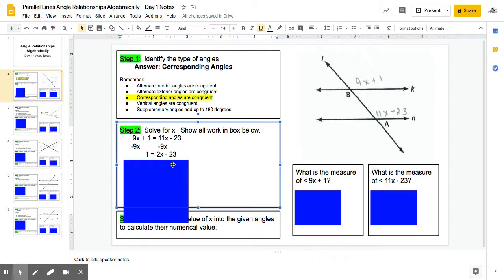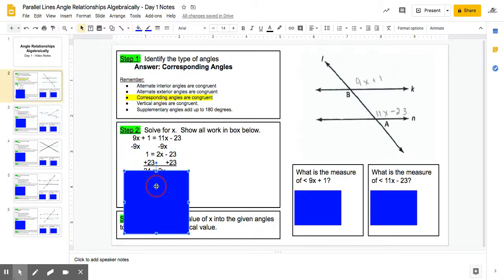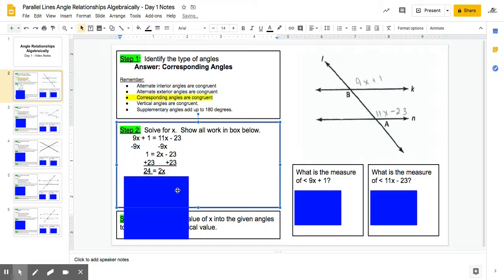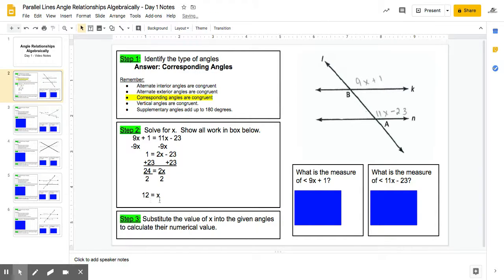Again, we've got to get our variable all by itself. So our next step is going to be to get rid of this minus 23. Well, the opposite of minus 23 is add 23 on both sides. So 1 plus 23 is 24. Bring down the 2x, and these 23's are going to cancel out. Now our last and final step is to divide by the coefficient, the number in front of the variable. So I'm going to divide both sides by 2, and when I do that, I get 12 is equal to x.